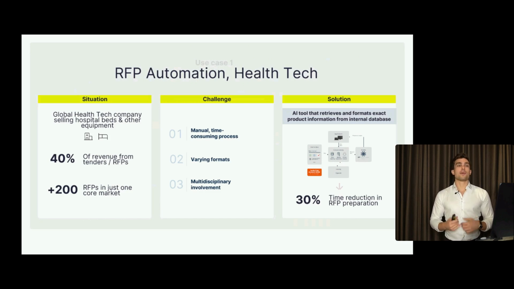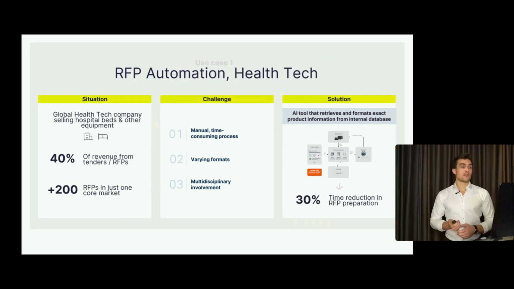So really a big chunk taken out of the RFPs. And again, the chunk that was taken out was the boring part, the low value-add part. So the salespeople could spend more time on the value selling aspects of making the RFP and hopefully engaging the customer also at an earlier stage. So quite a big time reduction from this tool.